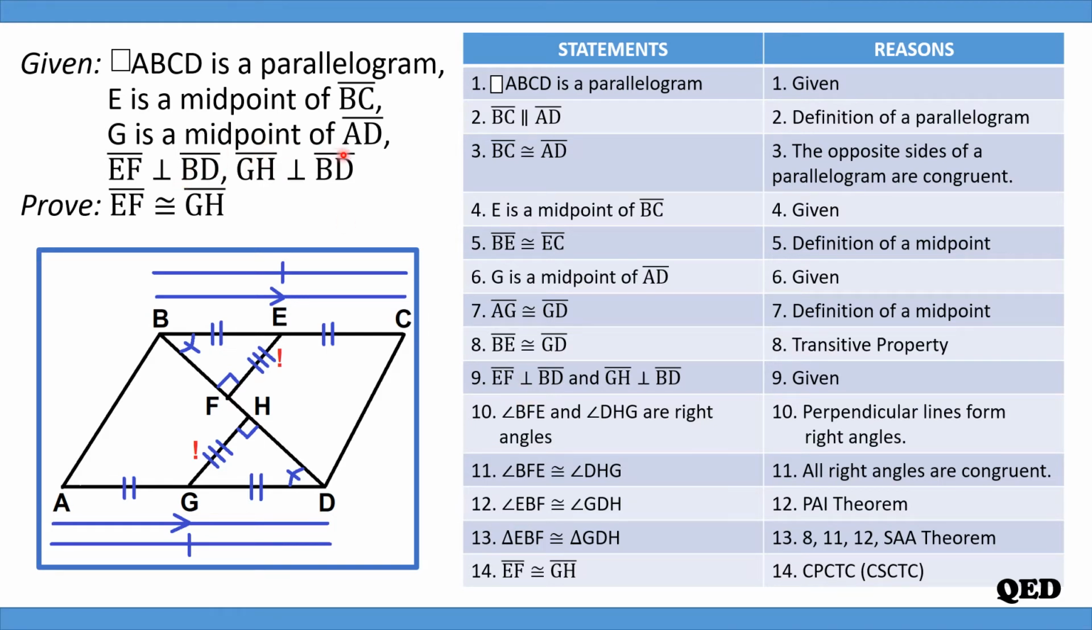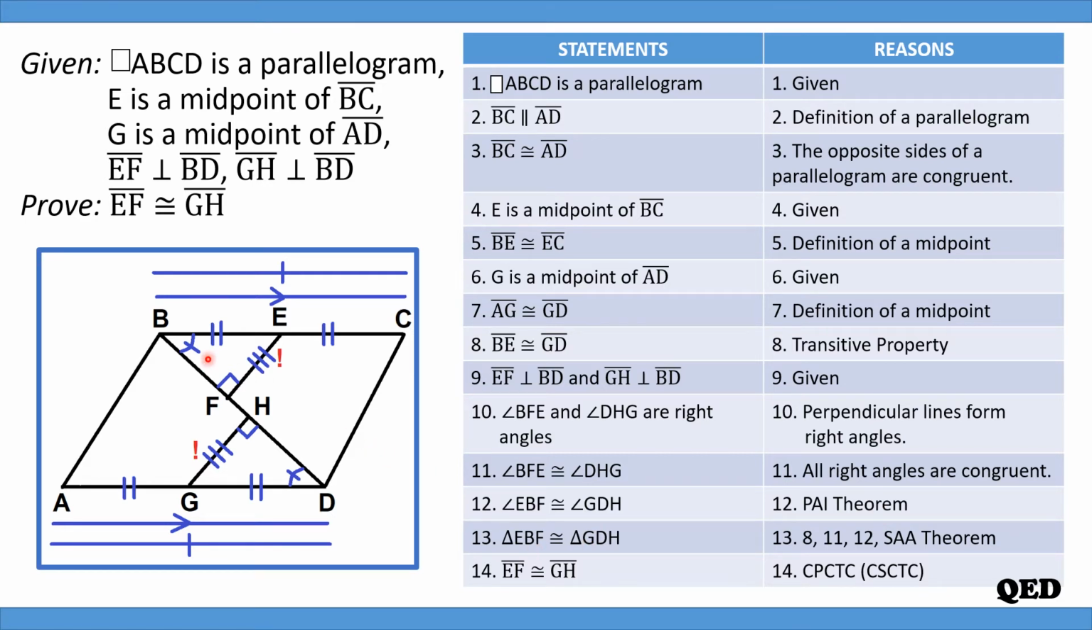Statements 9 are given. Line segment EF is perpendicular to line segment BD and line segment GH is perpendicular to line segment BD. Statement 10 is of course the consequence of statement 9, that angle BFE and angle DHG are right angles because perpendicular lines form right angles, and that angle BFE and angle DHG are congruent because all right angles are congruent. Now, angle EBF is congruent to angle GDH by the PAI theorem.